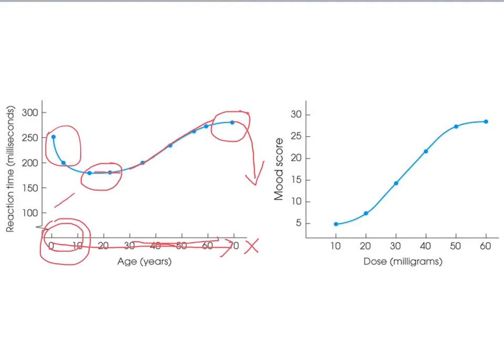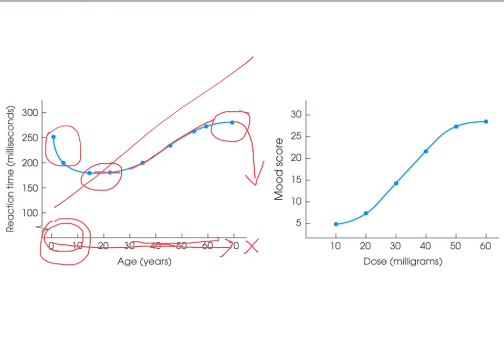But we have a nonlinear relationship. It's not a nice straight line. If it were a straight line, then it would be the older you are, the slower is your reaction time, or the older you are, the more time it would take to react to something. But that's not the case here.